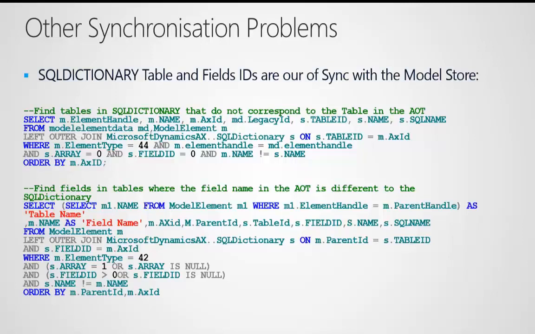The second script will then also verify the fields within the AOT and the SQL dictionary against the model store. When you run these two scripts, you should have no results returned. Or sometimes you can have results returned, but sometimes, for example, the field name has changed. So typically during the upgrade process, we've renamed some fields, for example, Dell underscore. So if you have a field called tax credits and then afterwards you see it as Dell underscore tax credits, then this would be an acceptable result returned.